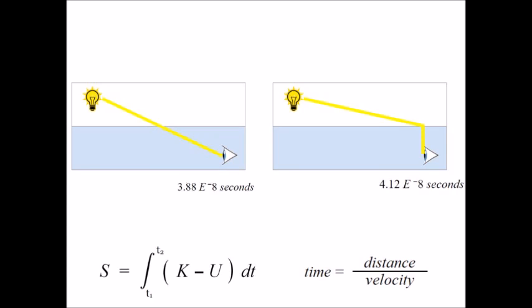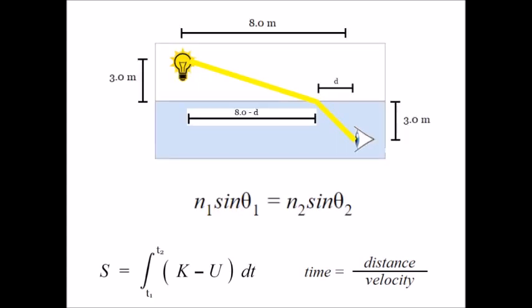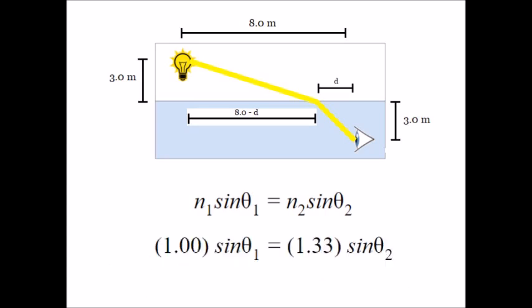But how about the path defined by Snell's law? This path, refraction towards the normal, Snell's law. There are the values. What is d? And what is 8 minus d? Well, we're asking Snell to give us the answer. The index of refraction, again, for water is 1.33. So go ahead, Snell, tell us the answer.